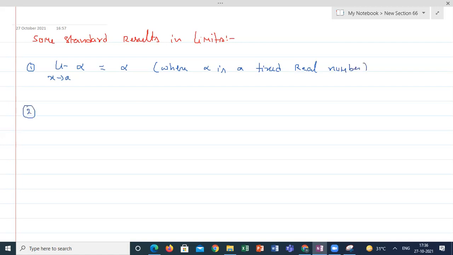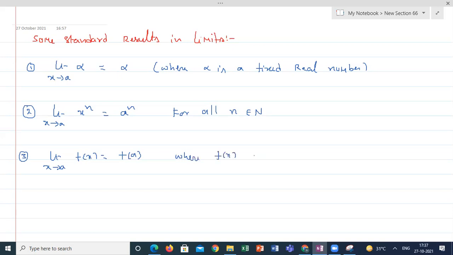The second one, limit x tends to a, x power n is always equal to a power n for all n belongs to natural numbers. Third one, limit x tends to a, f of x is equal to f of a, straight away you can take, where f of x is a real polynomial function.